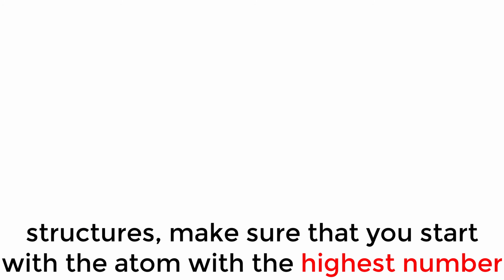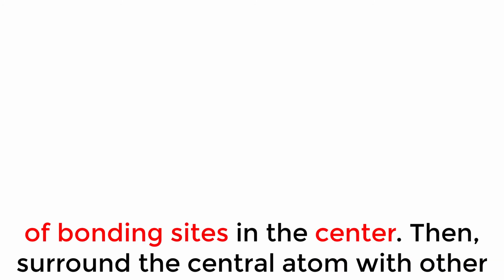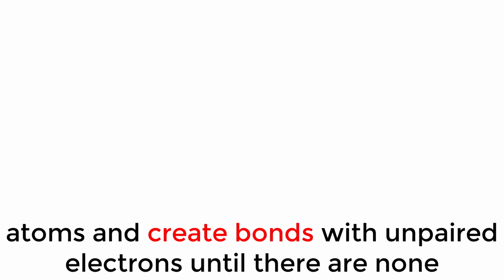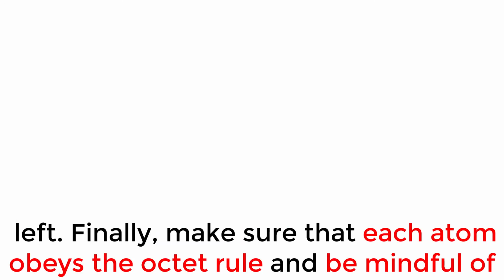To write Lewis structures, make sure that you start with the atom with the highest number of bonding sites in the center. Then, surround the central atom with other atoms and create bonds with unpaired electrons until there are none left. Finally, make sure that each atom obeys the Octet Rule and be mindful of the exceptions.